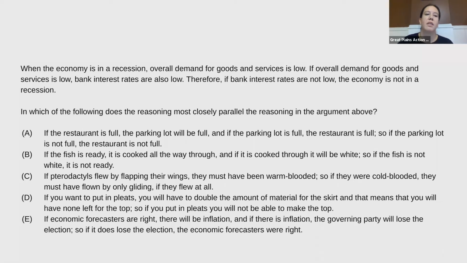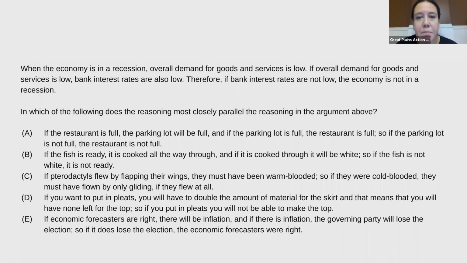All right. So the question says, when the economy is in recession, overall demand for goods and services is low. If overall demand for goods and services is low, bank interest rates are also low. Therefore, if bank interest rates are not low, the economy is not in recession. Which of the following most closely parallels the reasoning in the argument above?